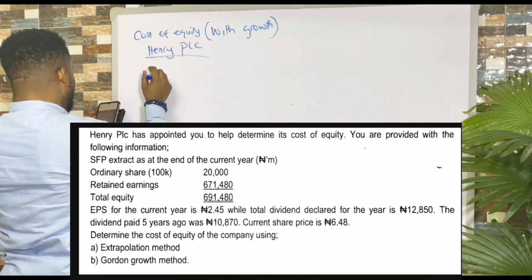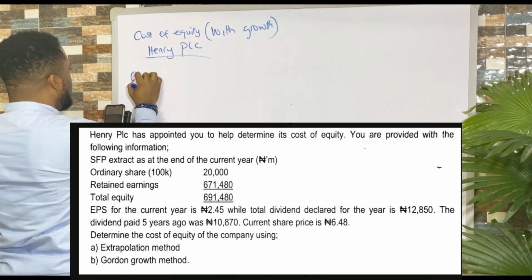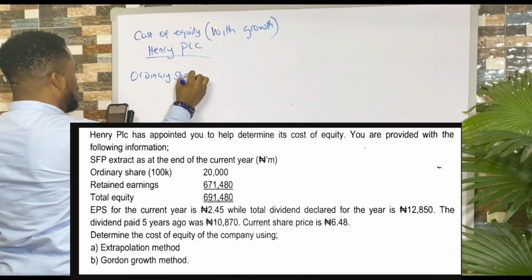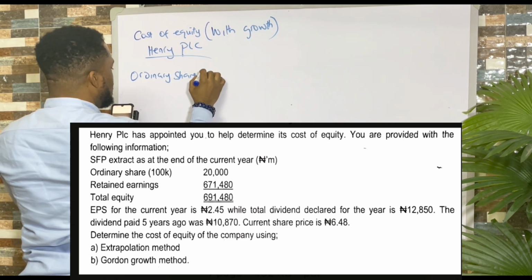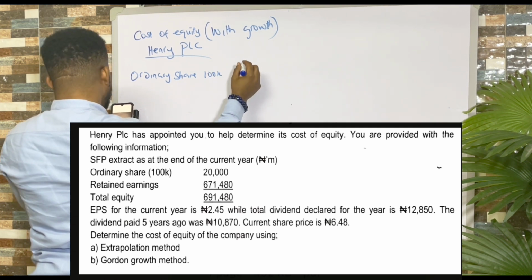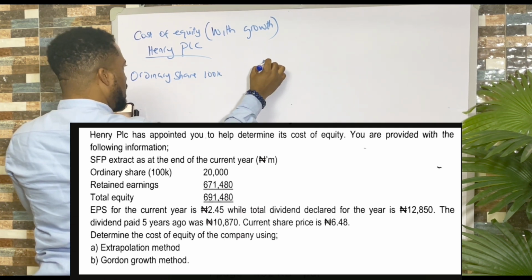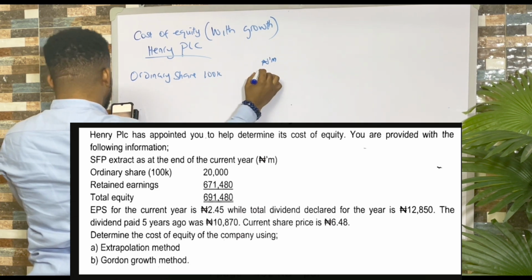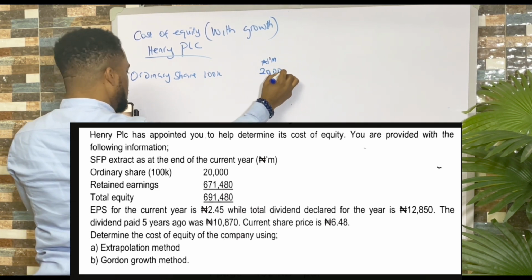So we have ordinary share. We are given this is 100 kobo, which is the same thing as 1 naira. So the statement is given in million naira. Ordinary share, they told us, is 20,000.